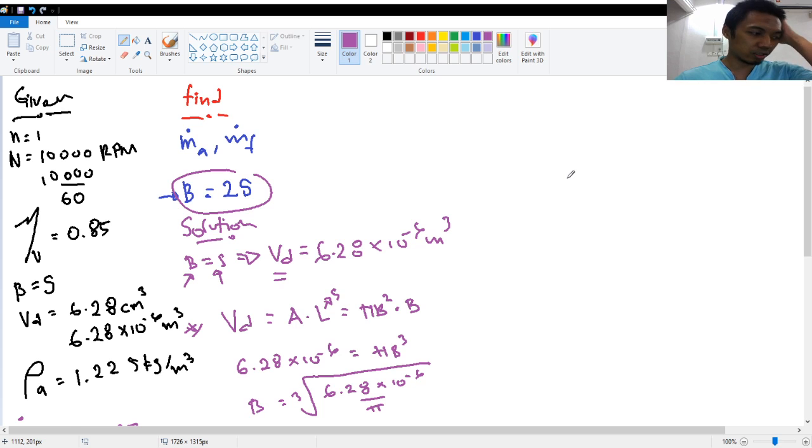There's still not answering the second question yet, because the second question asks you what is the mass flow rate of air and mass flow rate of fuel if the stroke has twice the length of the bore. Sorry, if the stroke has twice the length of the bore. Okay, this is the correct way. So in this situation, you need to find VD for stroke that has twice the bore. So how to find that?